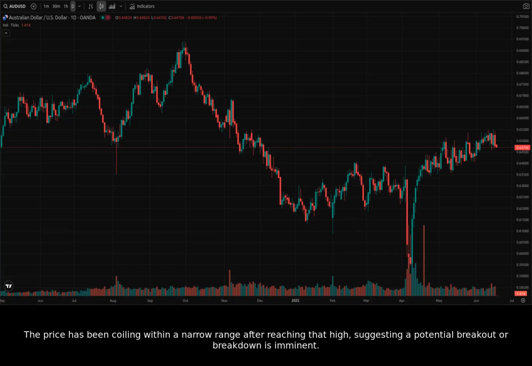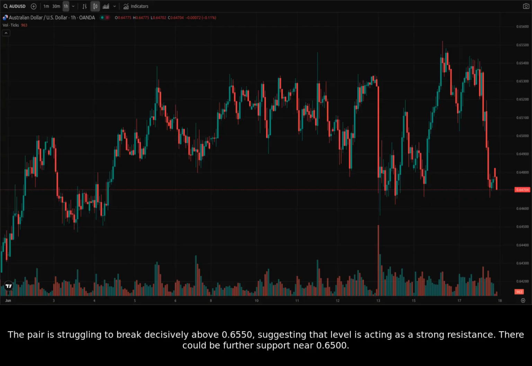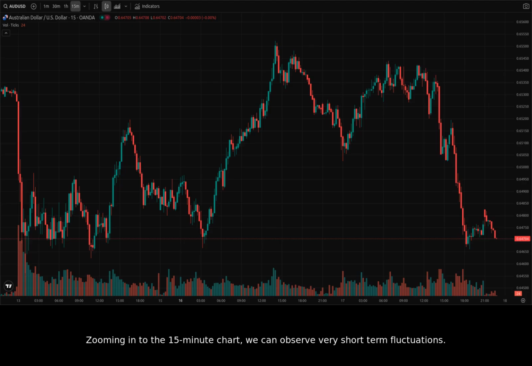Now let's narrow our focus to the recent price action on the 1-hour chart. Here, we can see some indecision in the last few trading sessions. The pair is struggling to break decisively above 0.6550, suggesting that level is acting as a strong resistance. There could be further support near 0.6500.